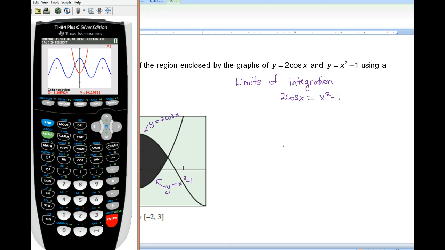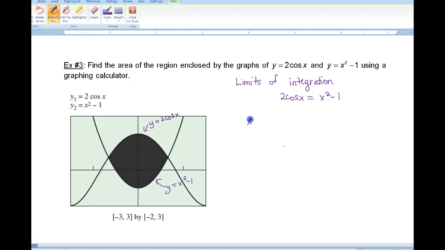1.265. Negative 1.265, so what's the other one going to be? So I have negative and positive. Go ahead and write the integrand. So it's negative 1.265 and positive 1.265. So my area is going to be the integral.